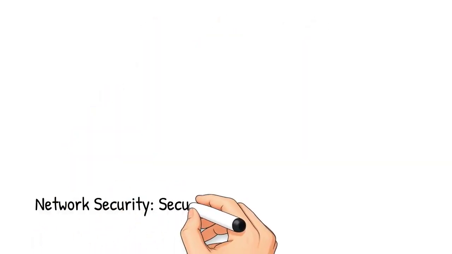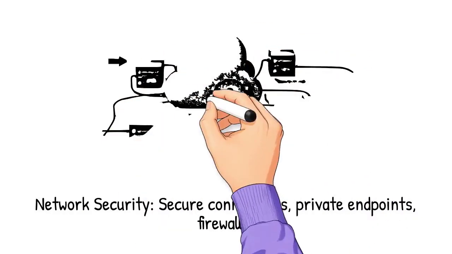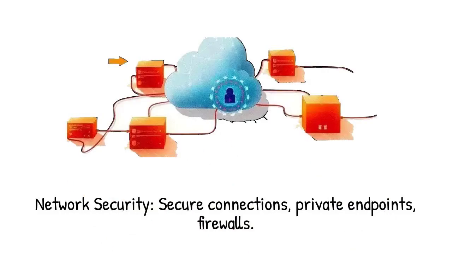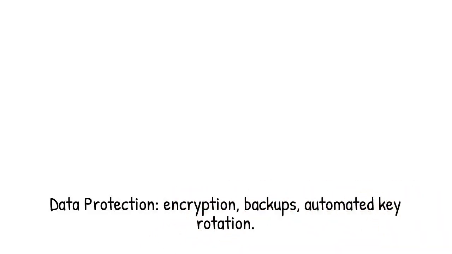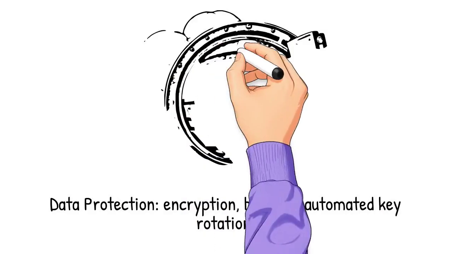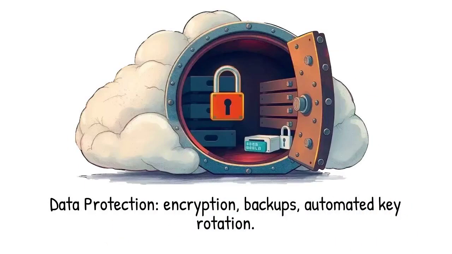Network security: no public access unless required. Private endpoints enabled. Segmented VPCs or VNets. WAF enabled for public apps. No 0.0.0.0 inbound rules. Firewall rules reviewed regularly. Data protection: encryption at rest enabled. Encryption in transit enforced. CMKs used for sensitive data. Key rotation automated. Backups encrypted. Data classification applied.